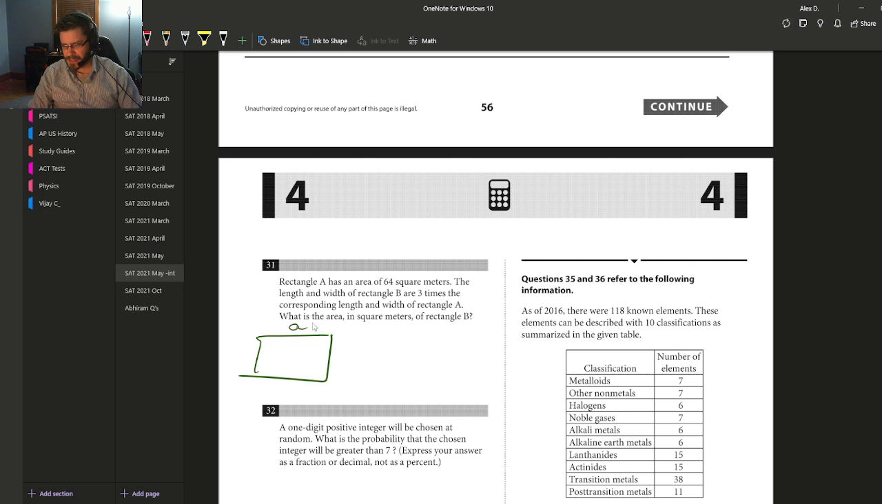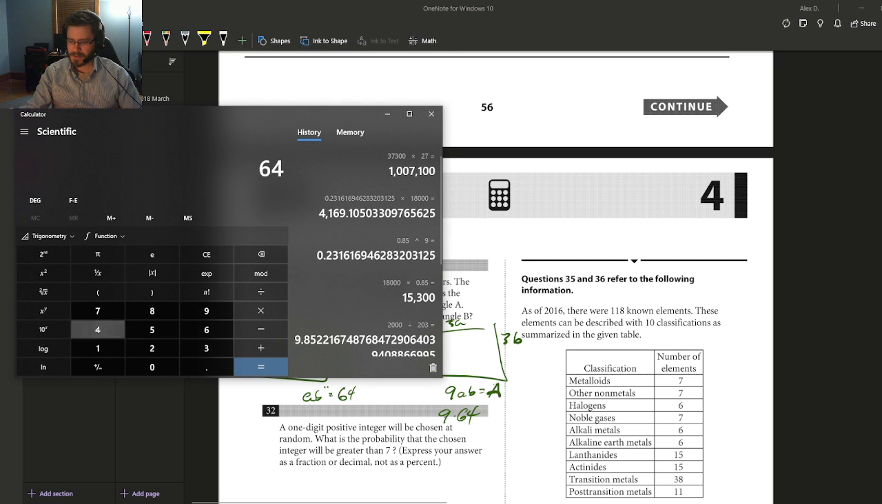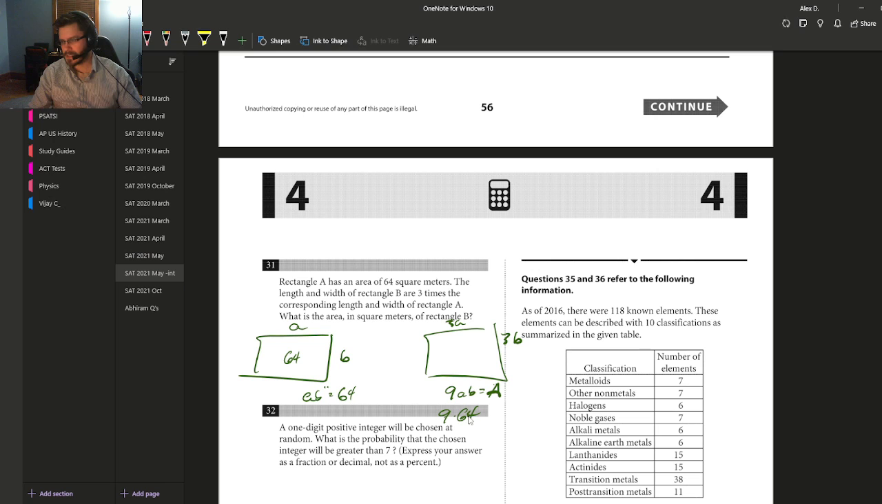So if this is A and B, and that has an area of 64, rectangle B here has 3A and 3B, so that's going to be A times B equals 64. 9AB is our area that we care about. Yeah, so just 9 times 64. Calculator, 64 times 9 is 576. 576.